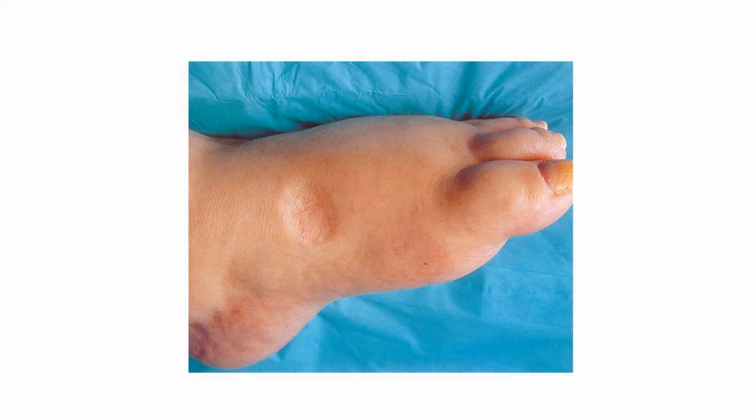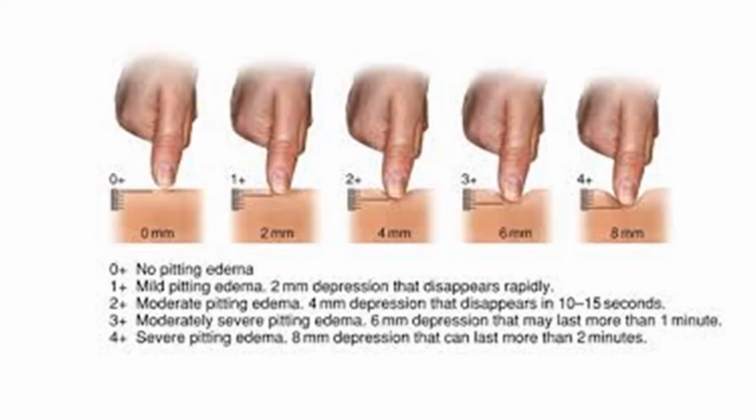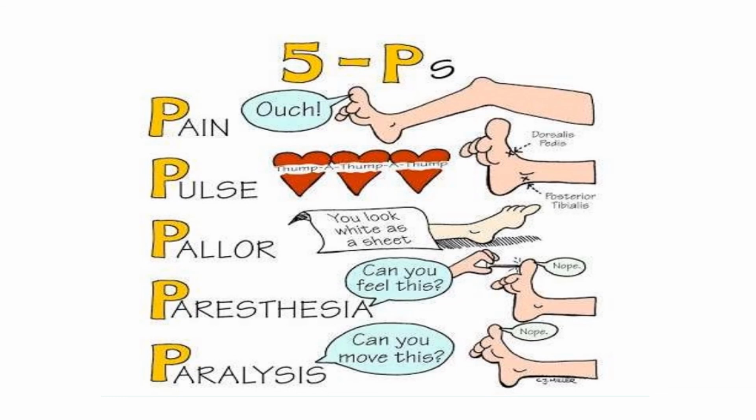We also want to look at edema and determine if it is pitting or non-pitting edema. Here is a sample of how to stage edema. So 0 plus, 1 plus, 2 plus, 3 plus, or 4 plus, which talks about how deep they would call each of the pitting edemas. Here are the 5 P's of circulation: pain, pulse, pallor, paresthesia, and paralysis.